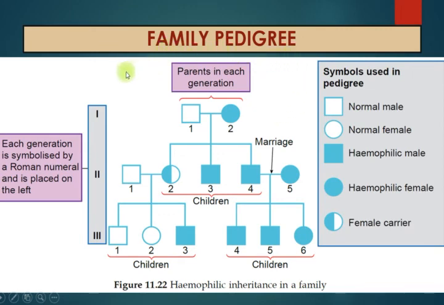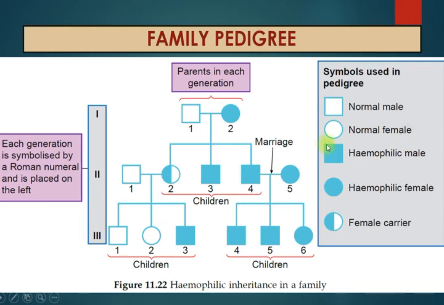Let's take a look at the family pedigree. We have to use symbols in the pedigree. This refers to the parents in each generation. You have to draw a square here. Look at the symbols: a white square refers to a normal male, and a circle refers to a normal female.